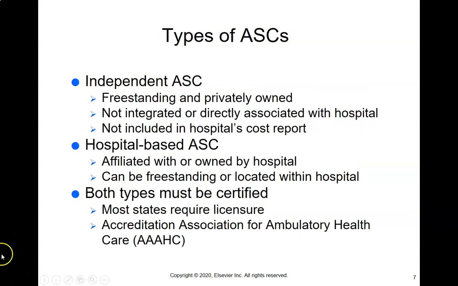Types of ASCs. The first type is an independent ASC. It's freestanding and privately owned. It's not integrated or directly associated with hospitals, and it's not included in the hospital cost report. Then there's the hospital-based ASC. It's affiliated with or owned by the hospital, and it can be freestanding or located within the hospital. Both types must be certified. Most states require licensure and the Accreditation Association for Ambulatory Health Care. Initial certification of an ASC will involve a survey with compliance to standards to meet Medicare and state regulations. Certification and licensure must be maintained on an ongoing basis.